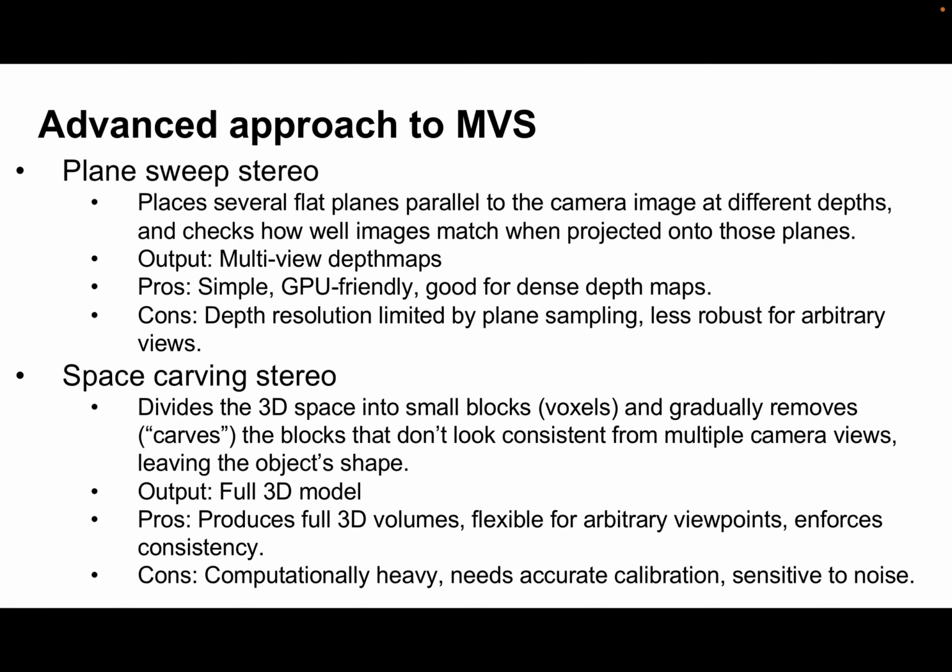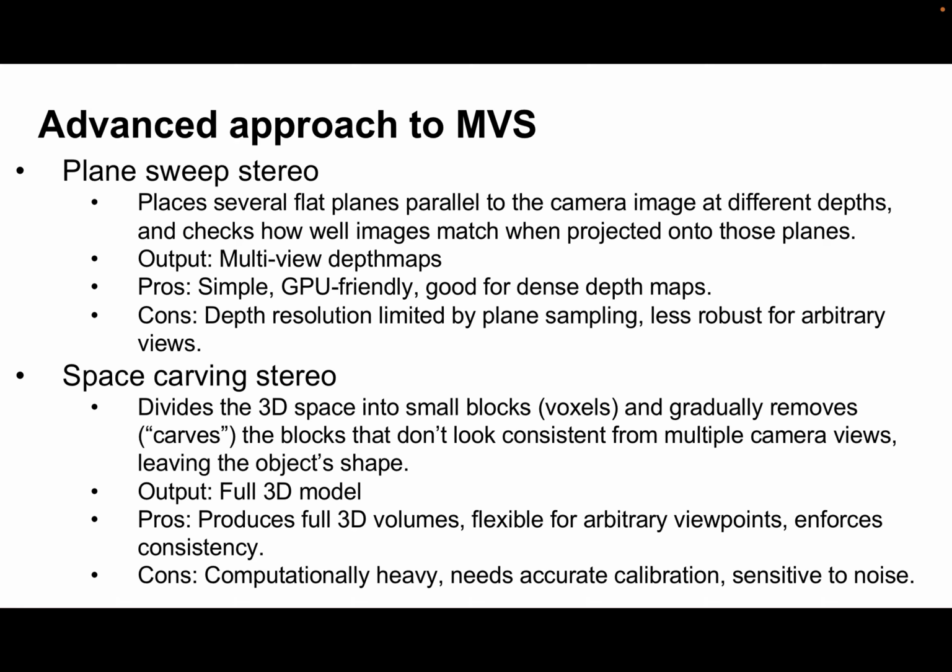The first one is plane sweep stereo. In one sentence, it places several flat planes parallel to the camera image at different depths and checks how well images match when projected onto those planes. It's a little bit complicated. We will study it in detail in the next slide. The output of plane sweep stereo is multiview depth maps, right?